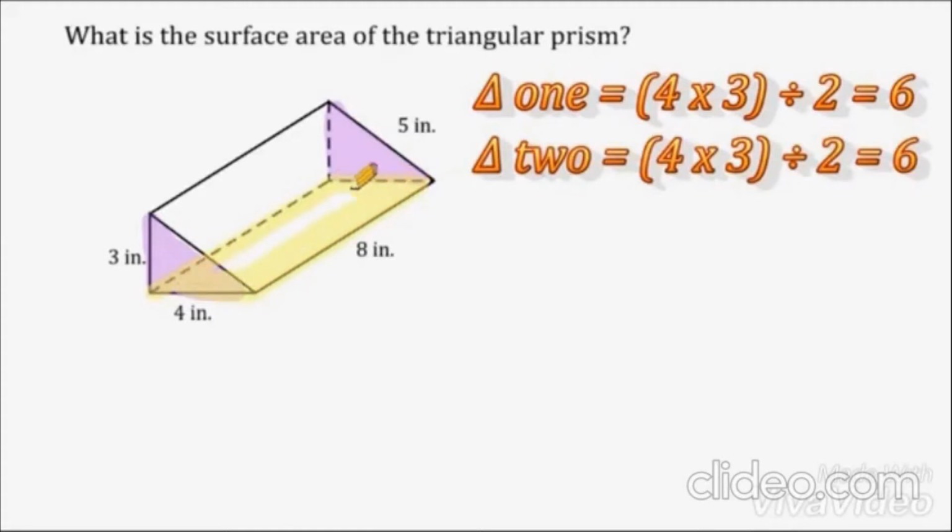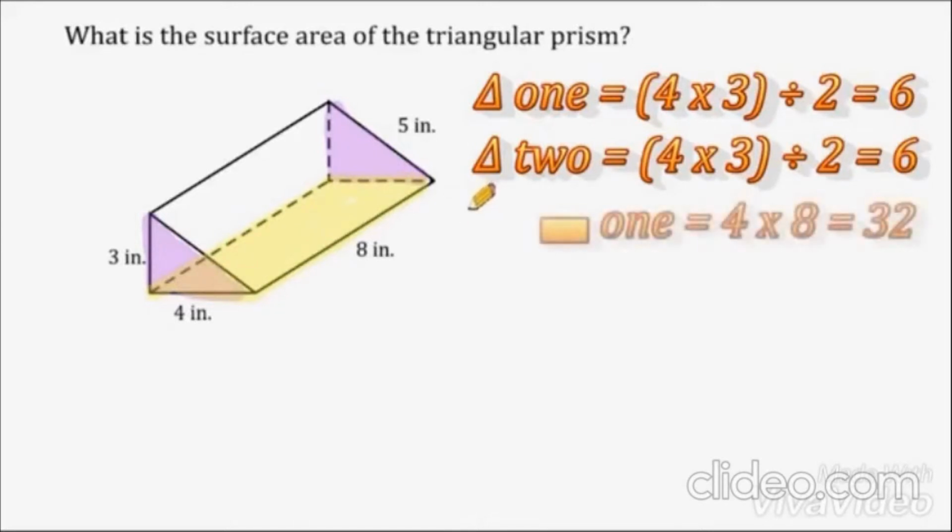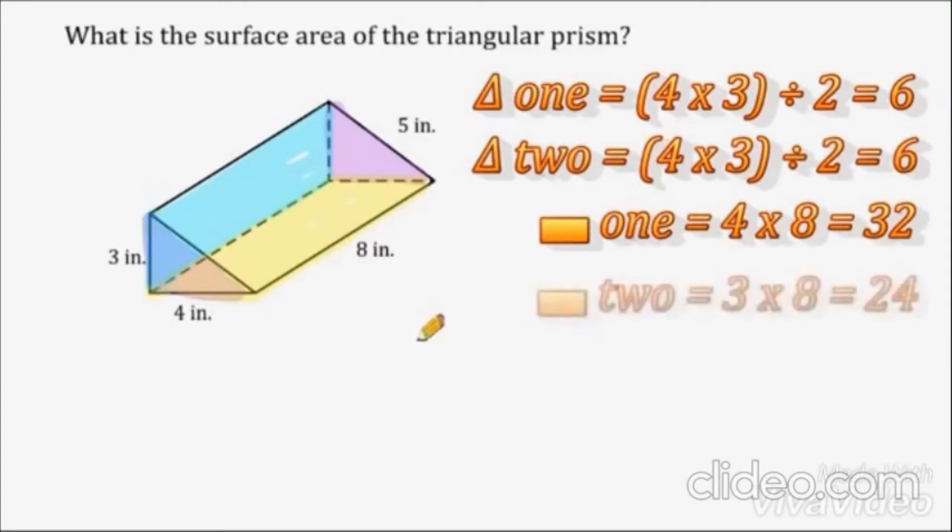Let's find the area of this rectangular surface right here. Now, the dimensions of this rectangle are 4 and 8. So if we multiply 4 times 8, that gives us an area of 32. Let's find the area of this rectangle right here. The dimensions of this rectangle are 3 and 8, and 3 times 8 is 24.